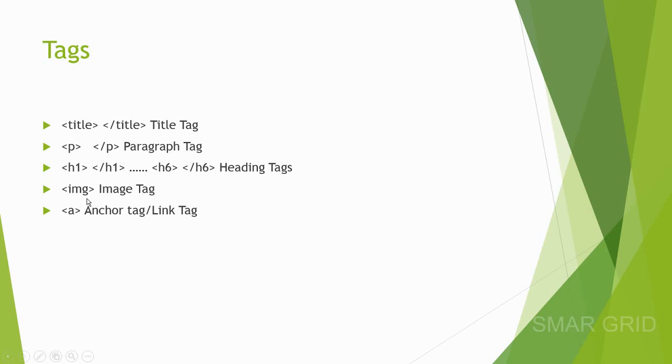And the img tag is an image tag, where we can place an image and display it in the web page. And we also have anchor tags, or link tags. If we want to move between different pages or external pages, we'll be using the anchor tag. And for all this, in this session we'll have examples.